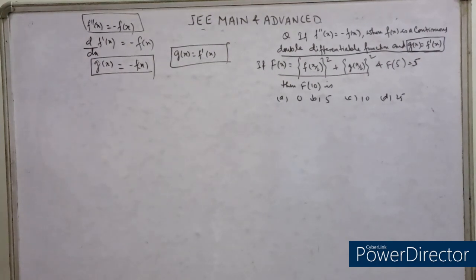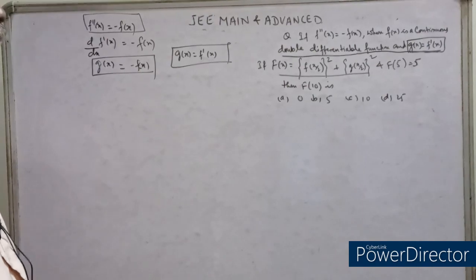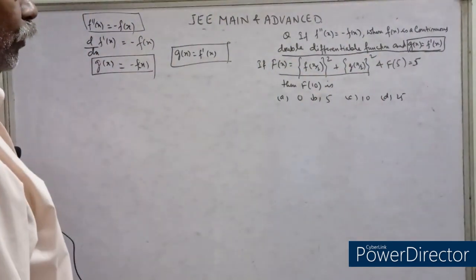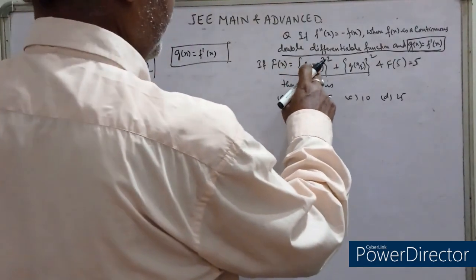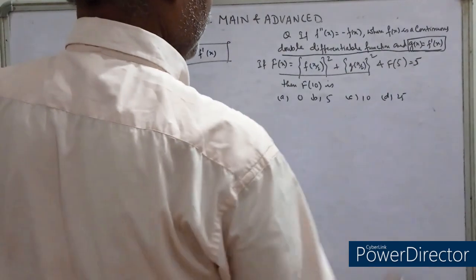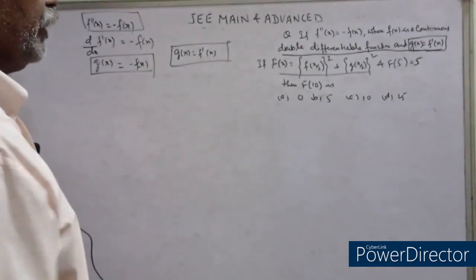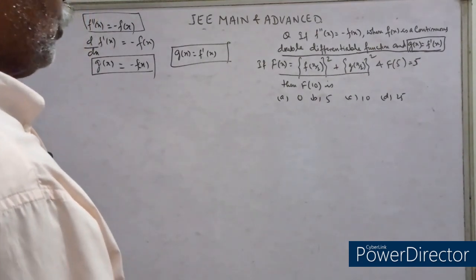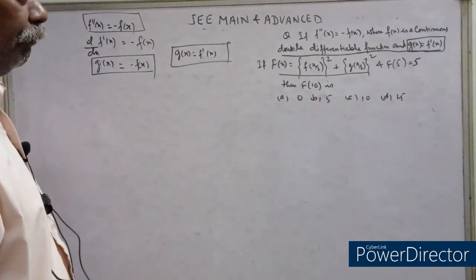Now what happens to solve such type of questions? We do not know the value of f x, it is only given in variable. But what is this f x? It is not given to you. Only it is given that f5 is equal to 5. You have to find out the value of f10. So how to solve such type of questions?